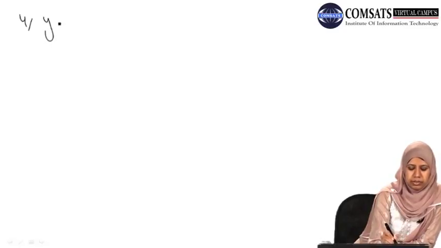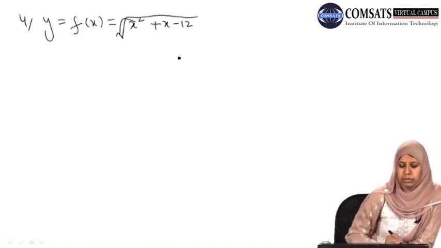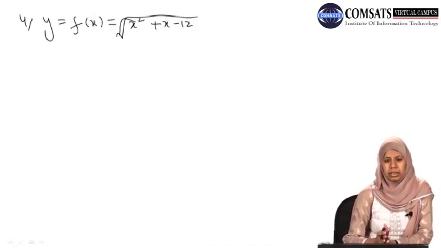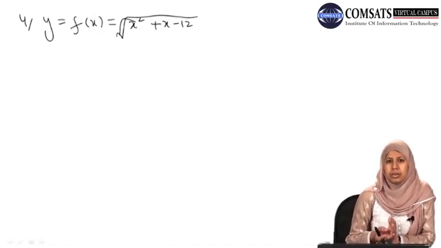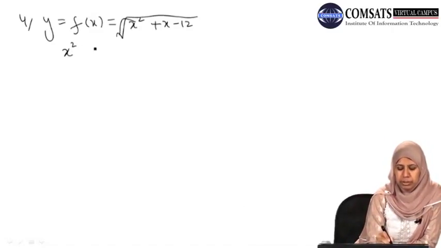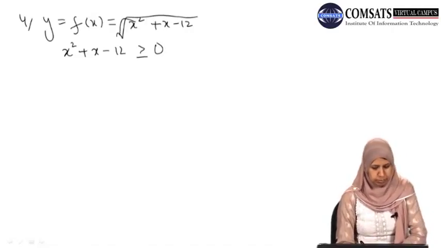Let's have a look at one more example, which is a very interesting one, and it is of a quadratic equation. y is equal to f of x, which is equal to the square root of x square plus x minus 12. Now here we have an under root, which means that only those values of x as input are allowed which give us a non-negative output under the root. So our domain will be x square plus x minus 12 greater than or equal to 0, when we simplify.